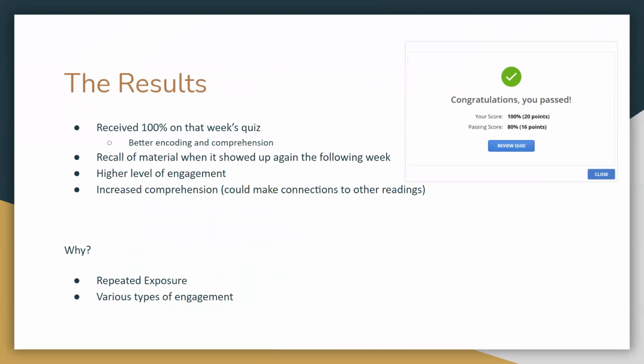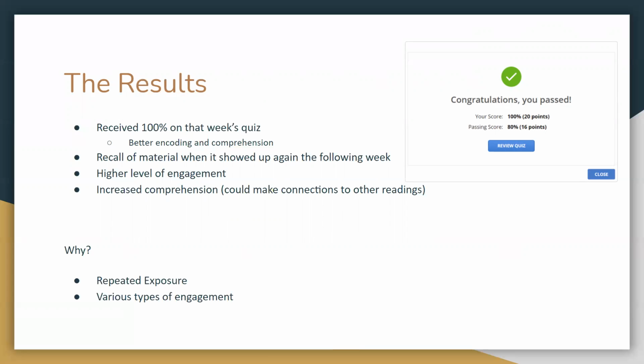And I was overall really happy with the results. At the end of the week, I got 100% on the quiz. And I think this was because I was able to better encode and comprehend the material because I was repeatedly exposed to it so many times and I engaged with it in so many different ways. I also long-term had higher levels of recall and comprehension. We built upon the information found in this article for weeks, and I was always able to recall exactly what we talked about initially. I also was able to make connections to my other readings throughout the rest of the quarter, showing that I did actually understand what was being taught in this article.